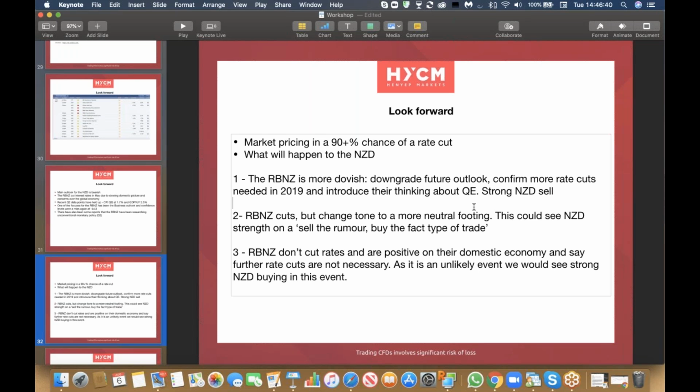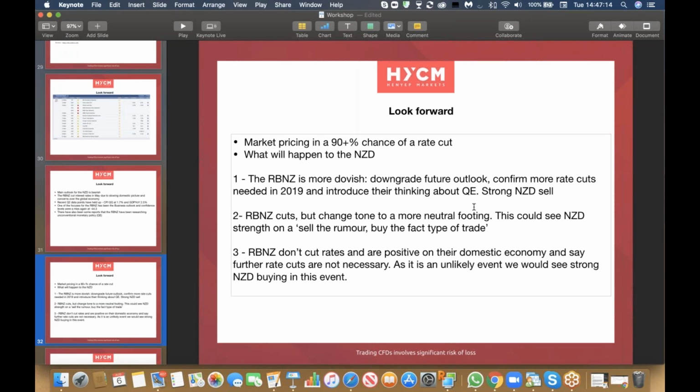That would be a strong New Zealand dollar sell in that scenario. Scenario 2, the Reserve Bank of New Zealand cuts, but changes their tone to a more neutral footing. This could see New Zealand dollar strength on a sell the rumor, buy the fact type of trade. They cut as expected, but in the statement they're more upbeat than the market was expecting. Then even though you got the rate cut, you're going to see New Zealand dollar strength. So the tone of the statement is important, right?